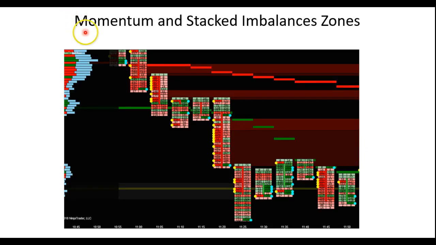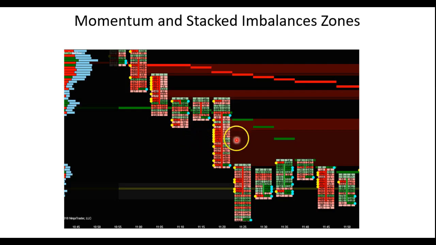And the first one is this momentum zone. And I think this is like the coolest thing. I use this a lot. I really like this indicator. All right. I'm going to try to explain it. At first, it took me quite a bit of time to finally see it, but now I totally see it.